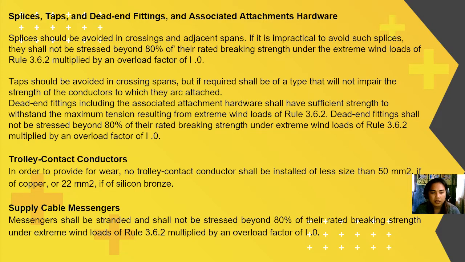So trolley contact conductors. In order to provide for a weak neutral contact, a weak neutral contact conductor should not be installed of less size than 50 square millimeters if of copper or 22 square millimeters of silicon bronze. So supply cable messengers: messengers shall be standard and shall not be stressed beyond 80% of their rated breaking strength under extreme wind loads of this rule, multiplied by an overload factor of 1.0.